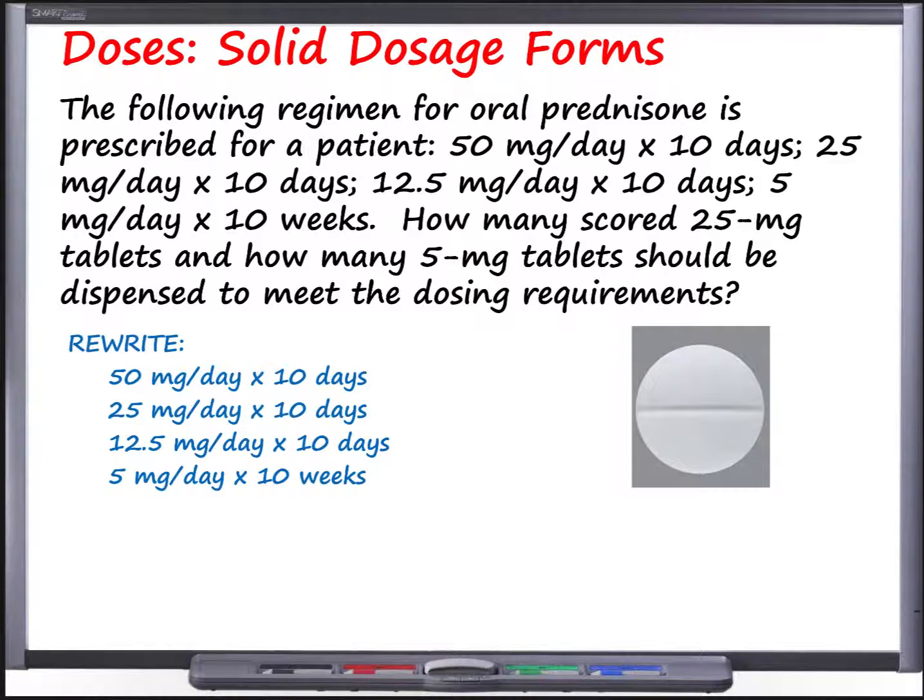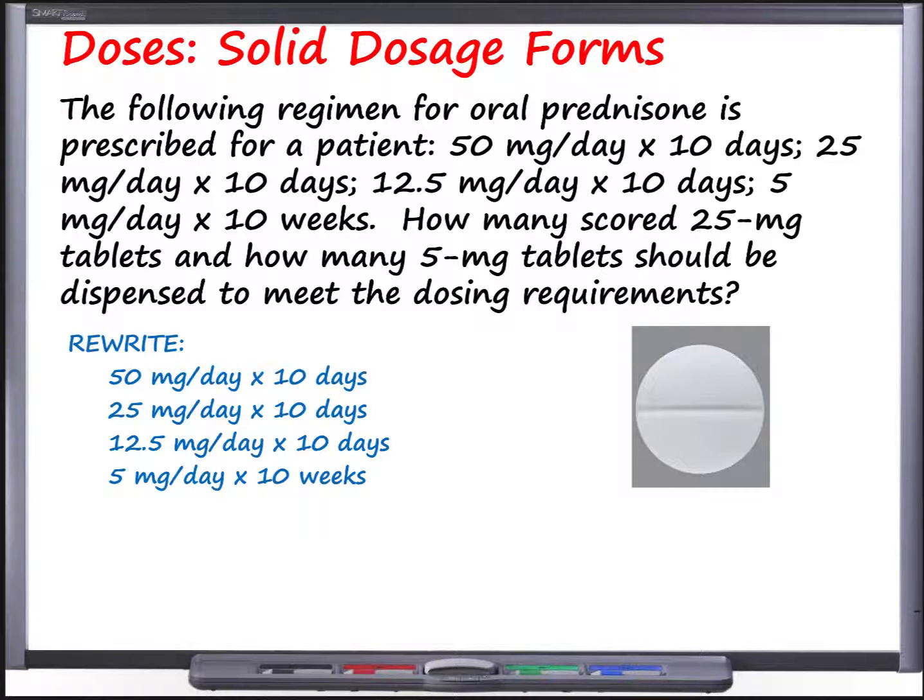In this question, I decided to rewrite it in four different lines so that I knew the four steps. First, calculate the 50 milligrams a day for 10 days. Then we'll do the 25 milligrams a day for 10 days. Then separately, 12.5 milligrams a day for 10 days. And then lastly, 5 milligrams a day for 10 weeks.